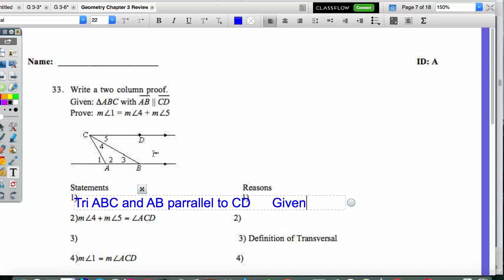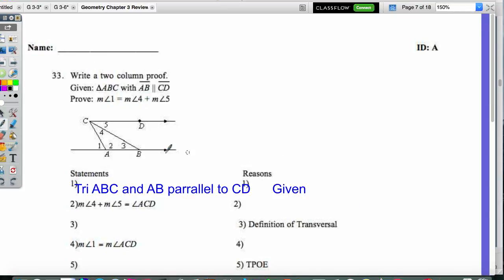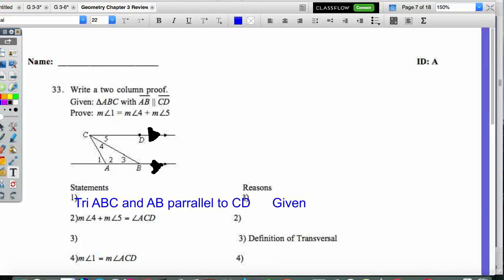Okay. Now, ABC, AB is parallel to CD, so I want to actually mark that. It might be marked there a little bit, but I want to mark it better. And you will have your papers to write up. So measure of angle 4 plus the measure of angle 5 is equal to ACD. That is the angle addition postulate.